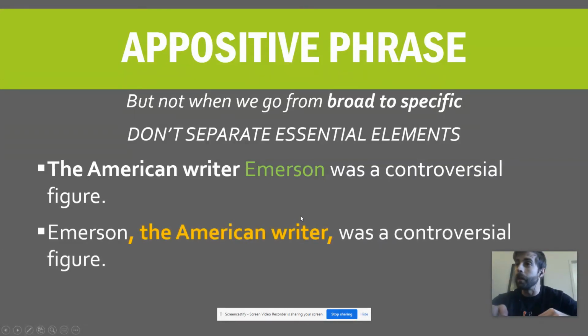If I flipped them, then I would use commas, right? Because then I'm going from my specific thing to a broader context. So that becomes extra information. You already know exactly who I'm talking about. I'm talking about Emerson. I'm not just talking about any American writer. But if I want to make sure that you know that he's an American writer, I might add in this appositive phrase. The other time that we're going to leave commas out is when we're using titles.